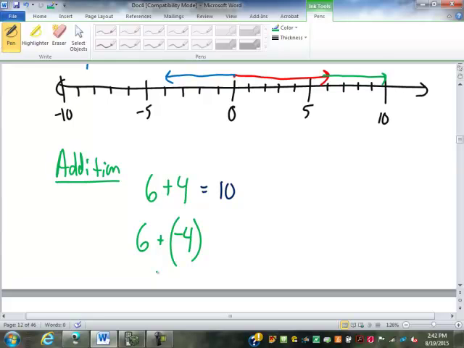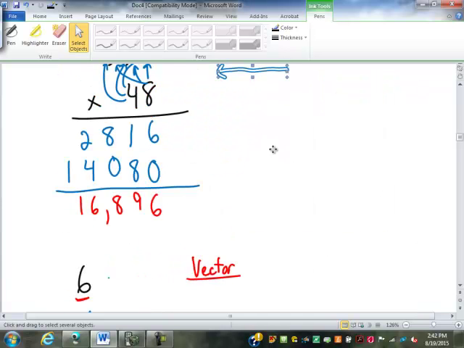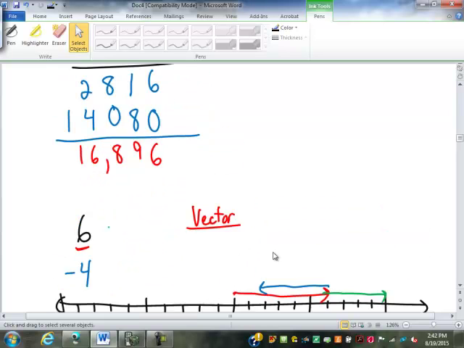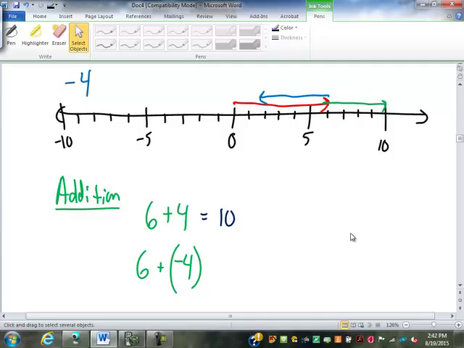When we talk about order of operations, the parentheses are telling us to do something first usually. In this case, they're not. They're just separating out that -4, so we know it's a negative 4, not a subtraction. So now the vector for the 6 is the red one. The blue here is the -4. If I put those together, I end up at 2, if I drew them right. Close enough, yes.